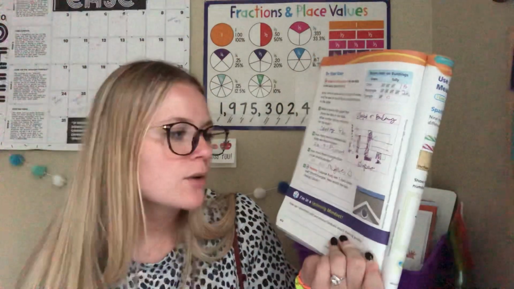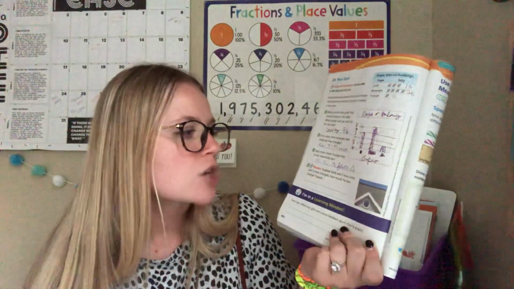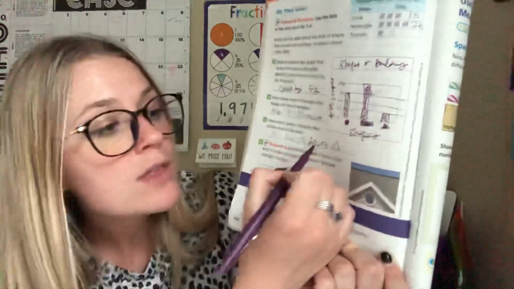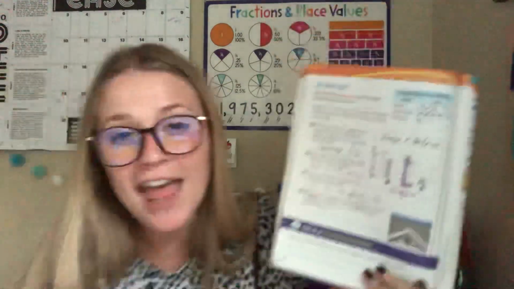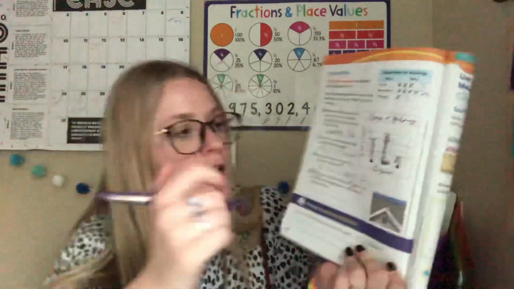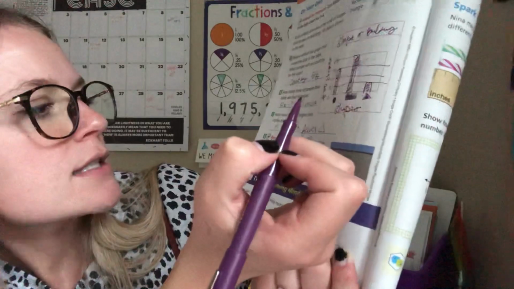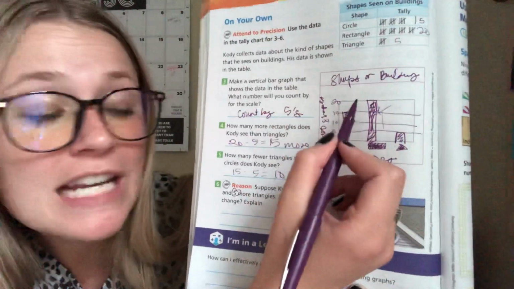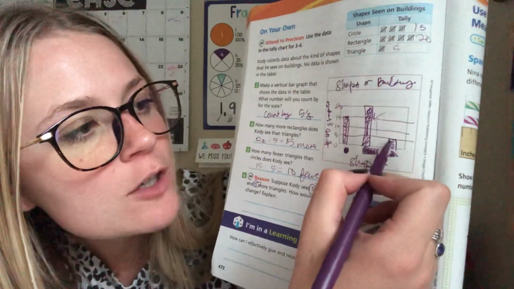Number 6, suppose Cody sees 5 more circles and 5 more triangles. How would the bars change? Explain. Well, since they both increased by 5, and that's our scale, they would both go up by 1 line. So instead of 15 circles, we'd go up to 20. And that would just be the very next line. Instead of 5 triangles, there would be 10. And that is the very next line because that happens to be our scale. So they would just go up to the next line.